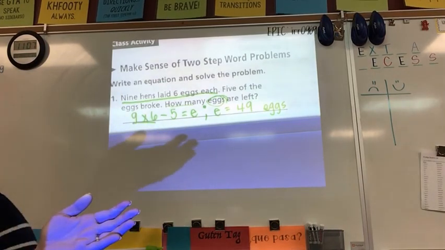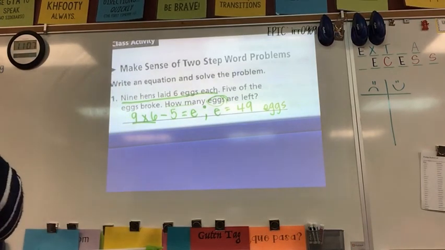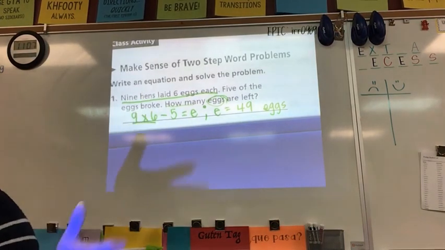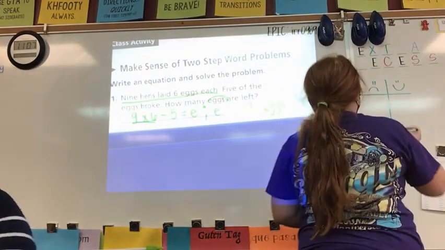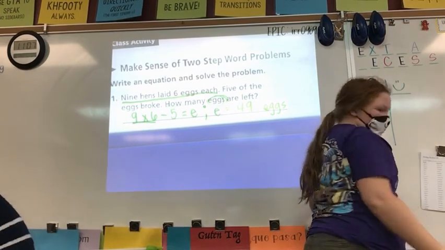Then what? What if you read it again and you're still like, okay, how do I represent 9 hens laying 6 eggs each? What's the thing that we've practiced doing all the time? We're usually in this blank space over here to help us figure out what type of equation it is. Eli?